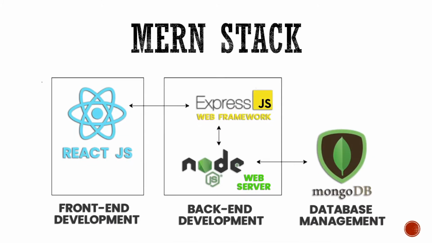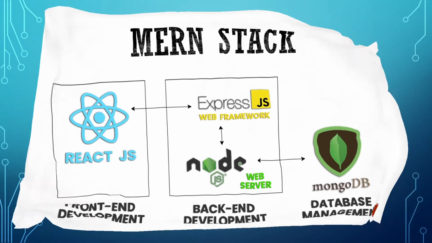So here's what a basic flow of a MERN stack application looks like. In our front end, we use React.js. For our back end, we use Node.js as our web server and Express.js as our web framework. And for our database, we use MongoDB, where all of our application's data is going to be stored. Now let's first move on towards React.js and understand what React.js is all about.